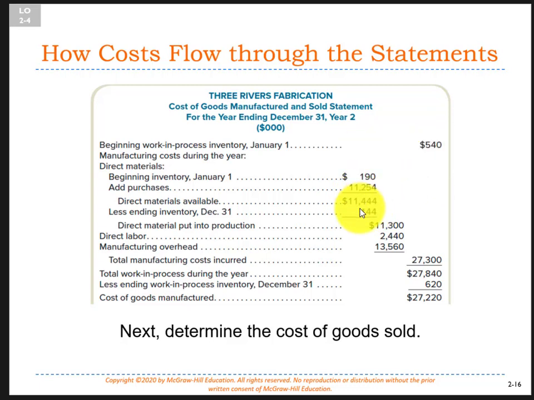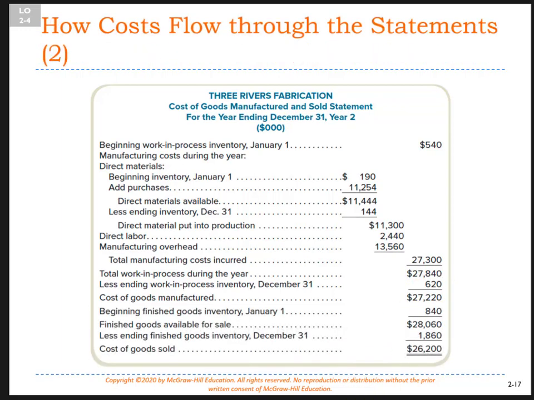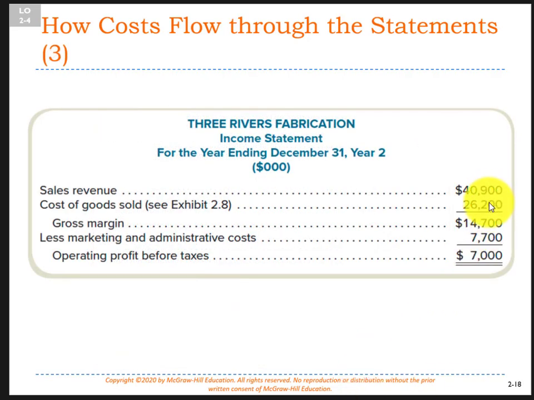Beginning, do your whole direct materials pieces, your direct labor, your manufacturing overhead, take out the ending, and you get your cost of goods manufactured, and then you do the same thing with finished goods to get our cost of goods sold. So this is a cost of goods manufactured and cost of goods sold statement in one, with the cost of goods sold going to the income statement as $26,200.